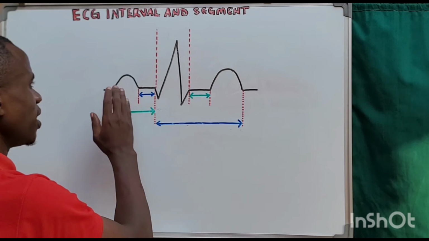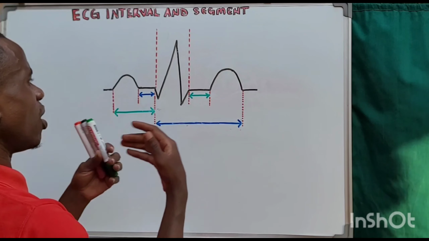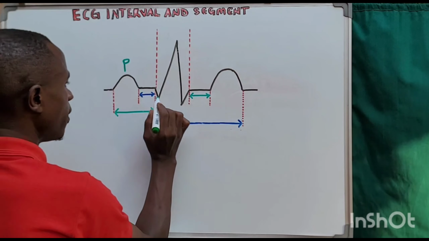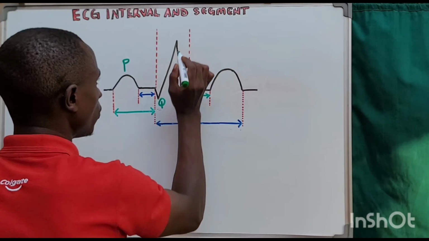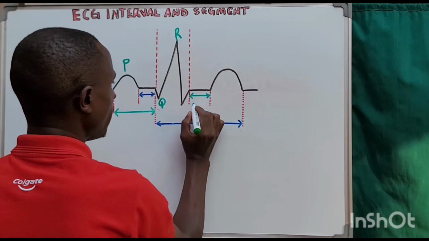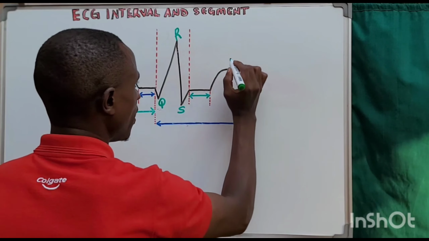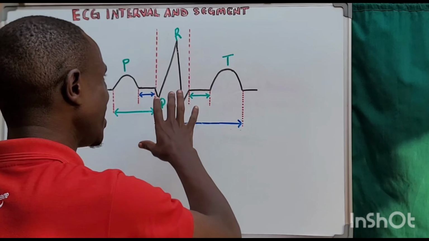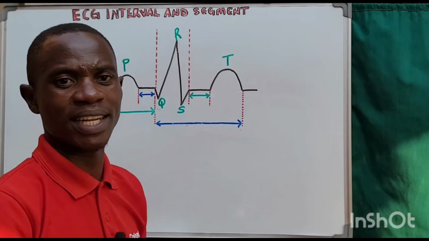Now, when we talk of these waves, let us first identify what we call all these waves. This one here is what we call a P wave. This one is a Q wave. This one is an R wave, and this one is an S wave, and then this one here is our T wave. Okay, we looked at these waves in the previous video and what they denote.